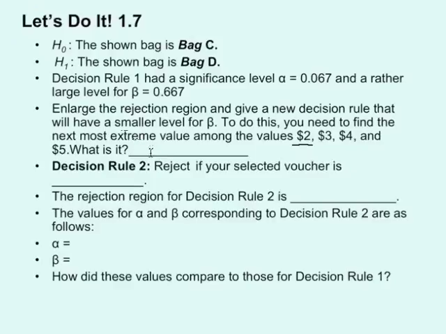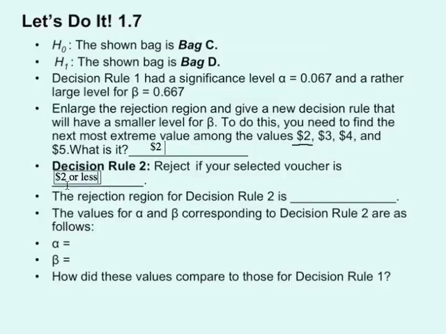Okay, so let's go answer that question real quick. Pretty easy here. It's $2. Okay, so decision rule 2, now based upon that, is going to become what? Well, decision rule 2 says reject the null if the selected voucher is $2 or less. Okay, so if it's $2 or less, we'll reject the null hypothesis.